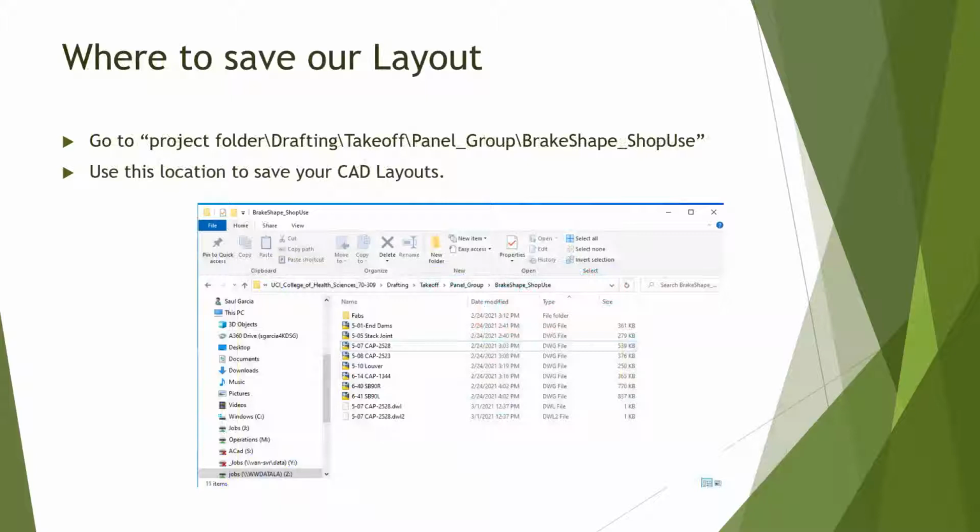The proper location to save your layouts is, if you go to Project, Folder, under Drafting, Takeoff, Panel Group, Break Shape Show Views. Remember to use this location to save your CAD layouts.